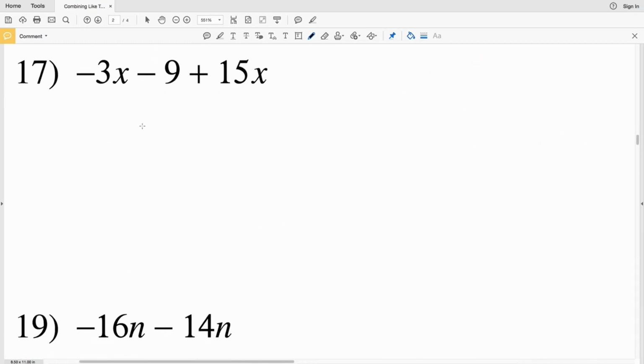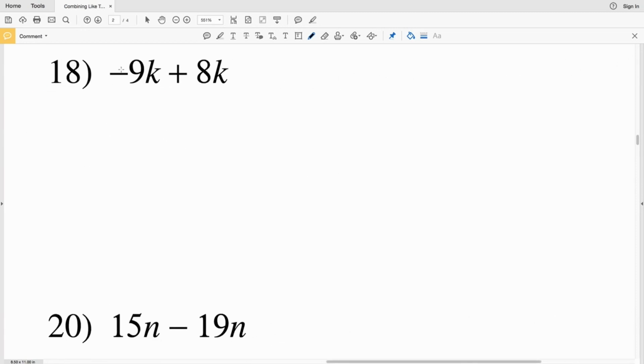Number 17, we're going to combine this negative 3x with the positive 15x. And then once we combine that, we're going to subtract a 9. So negative 3x plus 15x is going to leave us with 12x minus 9.